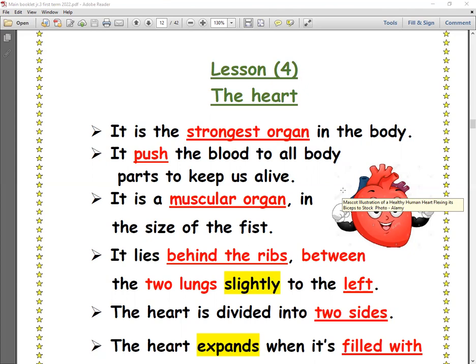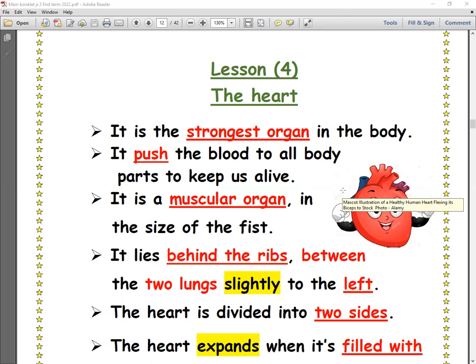Okay, junior 3. I ask you, the heart is very big or very small? When you close your hand, you will find the size of the heart equals the size of your fist. So the size of the heart, not big or not small. When you close your hand, this is called fist. So the size of the heart equals the size of your fist.